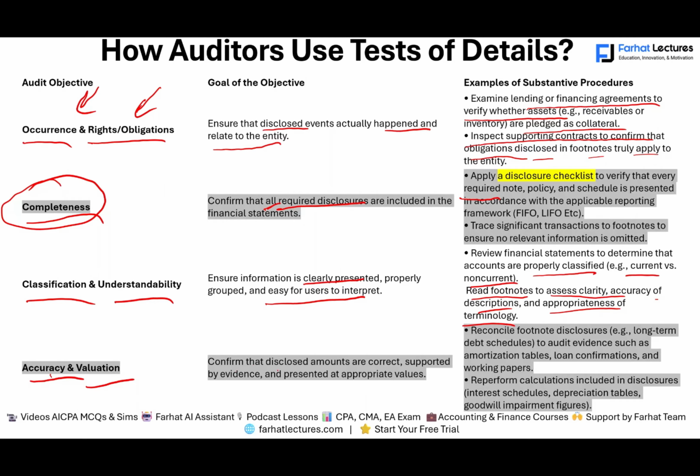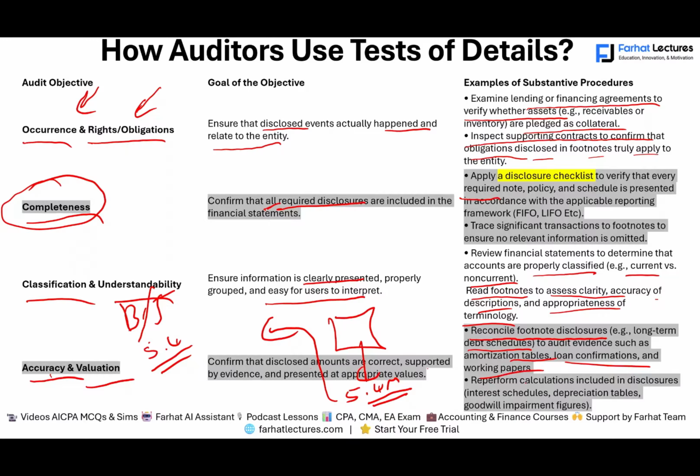Accuracy and valuation. Confirm that disclosed amounts are correct, supported by evidence, and presented at the appropriate value. Here what you have to do is reconcile footnote disclosures, like for example the long-term debt schedule. If we look at the long-term debt schedule and it's 5.4 million, well, when we go to the balance sheet, guess what we should see in the financial statements? 5.4 million. What do we do? We reconcile them. Amortization table, loan confirmation, work papers, we confirm everything. Then we confirm this 5.4 million in the footnotes to the work paper to make sure everything is connected.